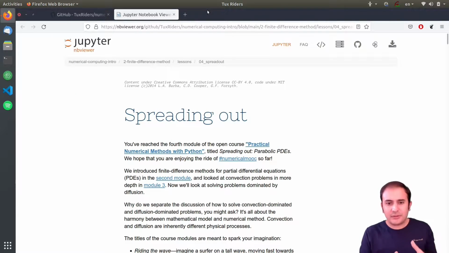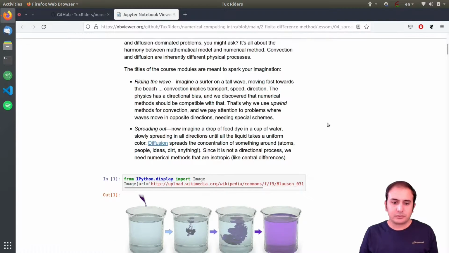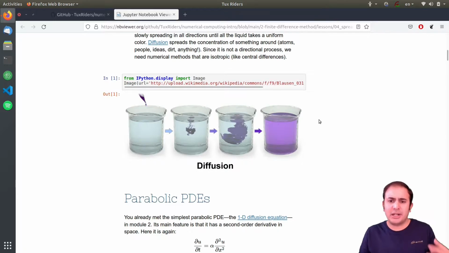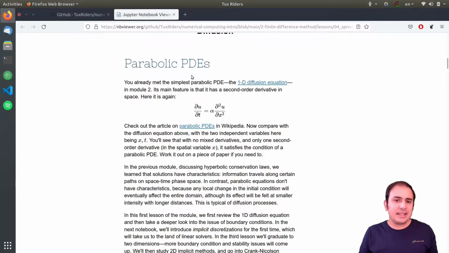And most of the projects that we want to describe in Tux Riders deal with diffusion phenomena. So it is really important to know the characteristics and the behavior of these equations when we want to deal with them from the numerical computation perspective. You know that diffusion means spreading in space and time, and it's a sort of parabolic PDE.